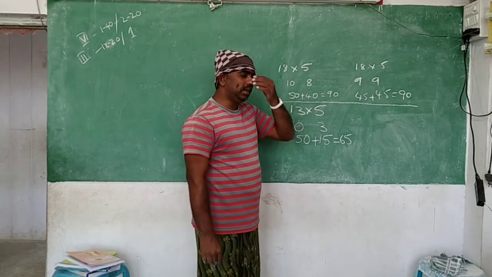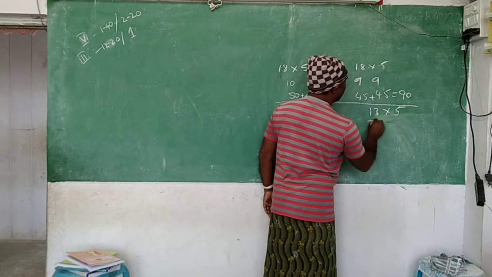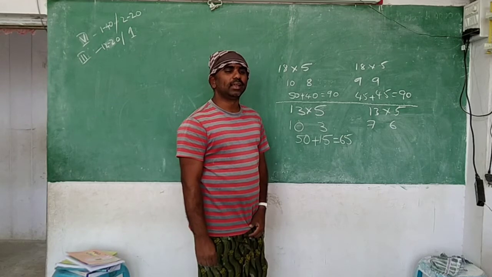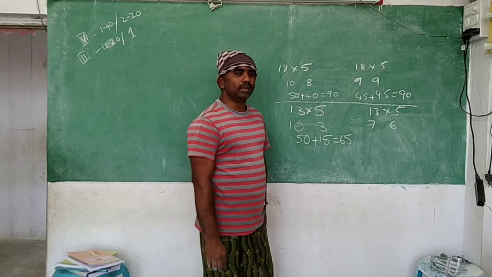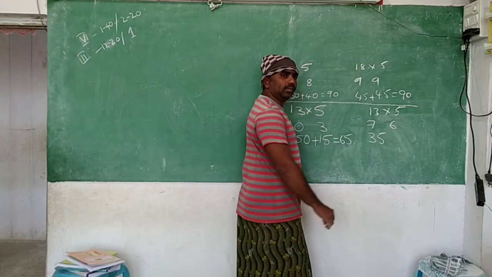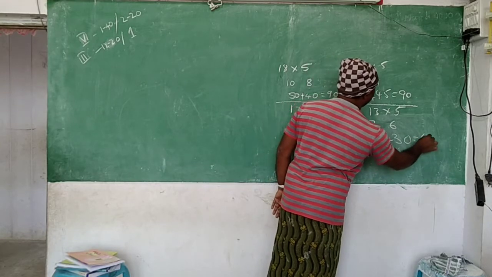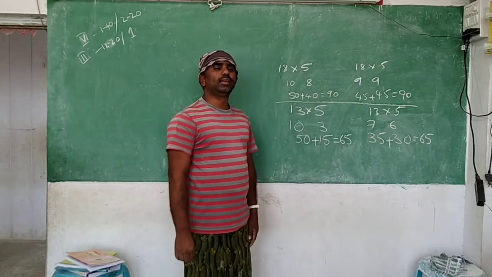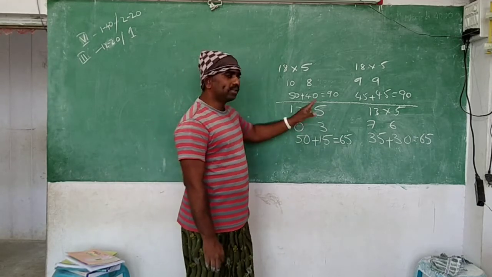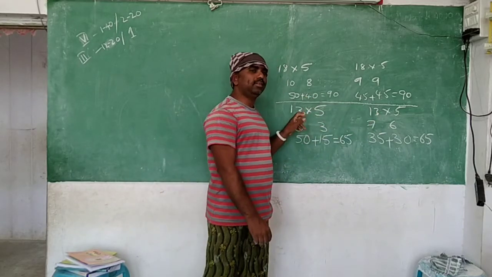Maybe you can do it a different way also. Maybe you can say that 13 I can divide as 7 and 6. 7 and 6 also will become 13. So 7 fives are 35, 6 fives are 30. Now 35 and 30 will also become 65. These two ways you can follow. Finally, you tell me which method is better.